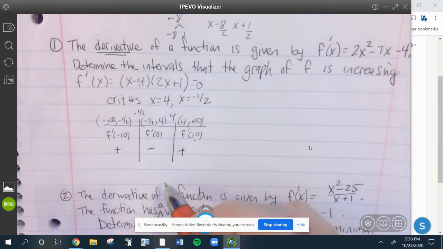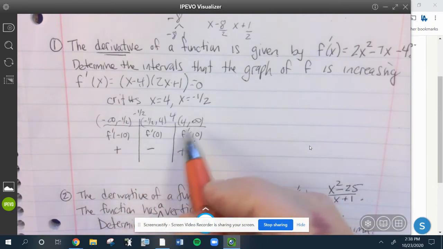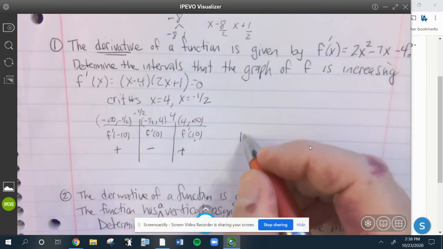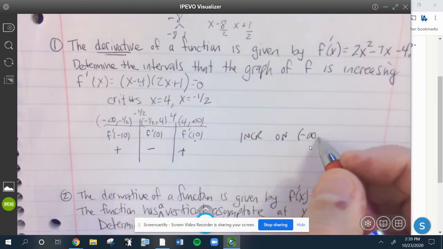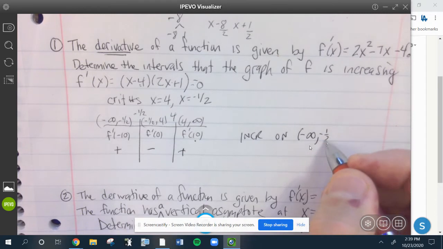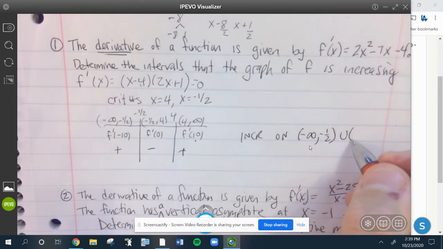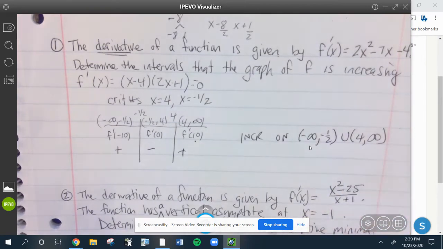It's asking where this is increasing. It's where the first derivative is positive. So it's increasing on -infinity to -1/2, and then from 4 to infinity. Easy.